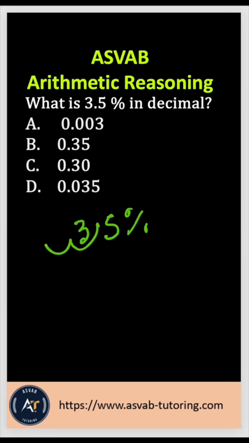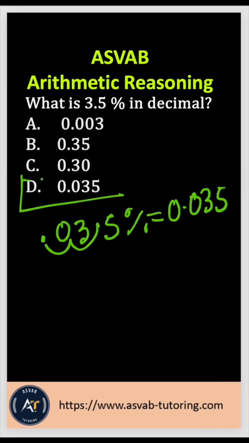1, 2, the decimal is here. If you don't have enough digits, you have to fill in with 0. So that gives you 0.035. With that, the correct answer is option D. Make sure that you practice this type of question you might see in the actual ASVAB test.